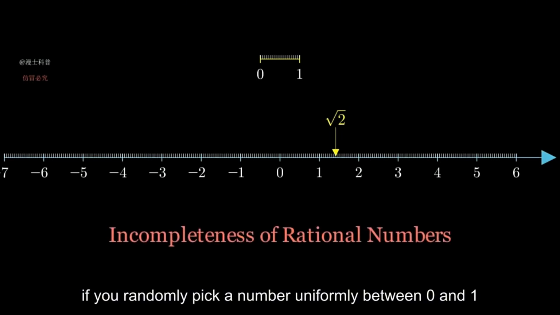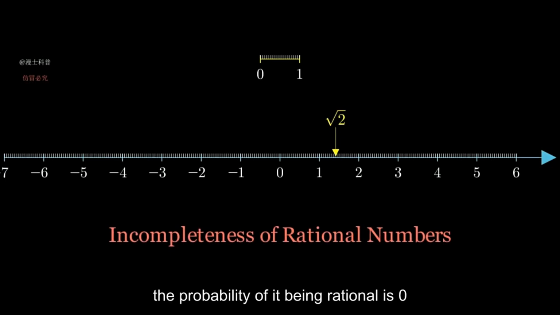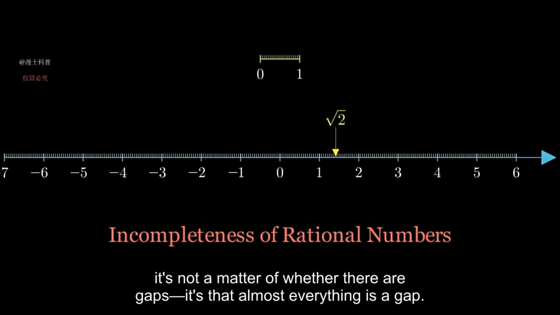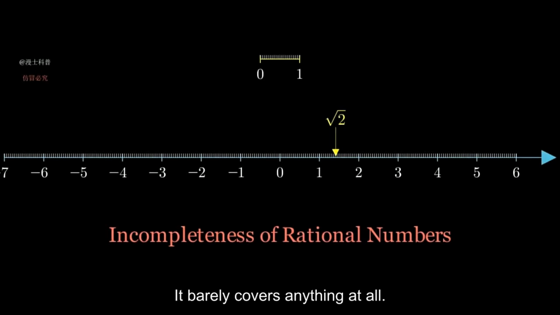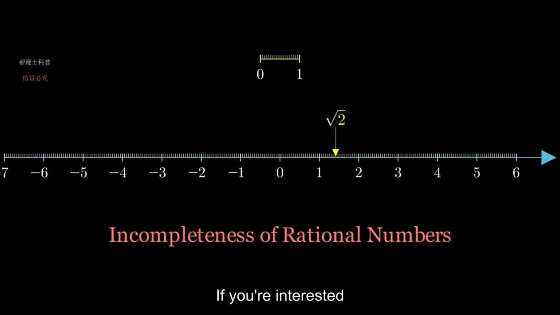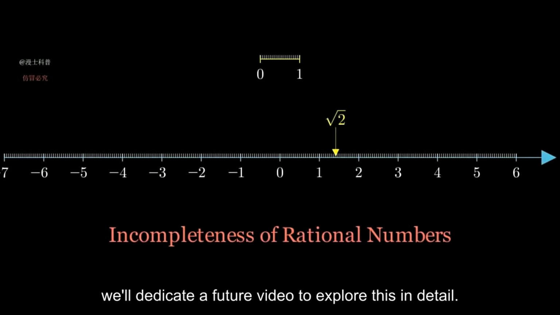If you randomly pick a number uniformly between 0 and 1, the probability of it being rational is 0, while the probability of it being irrational is 1. In other words, when you try to cover the number line with rational numbers, it's not a matter of whether there are gaps, it's that almost everything is a gap. It barely covers anything at all. The specific reason for this is related to measure theory. If you're interested, we'll dedicate a future video to explore this in detail.